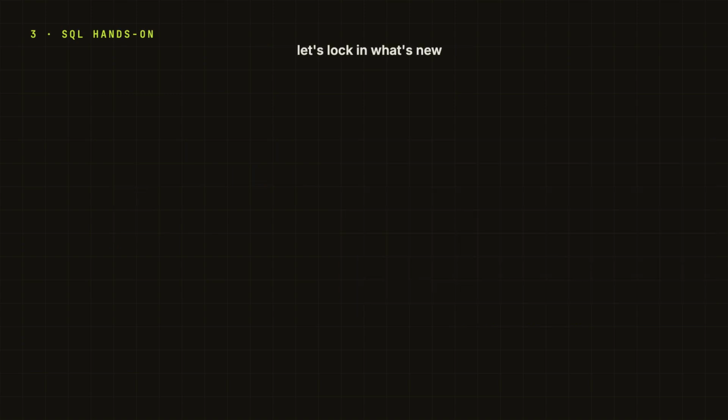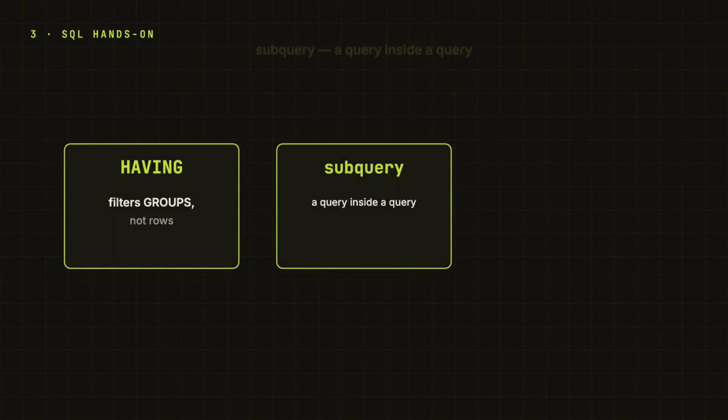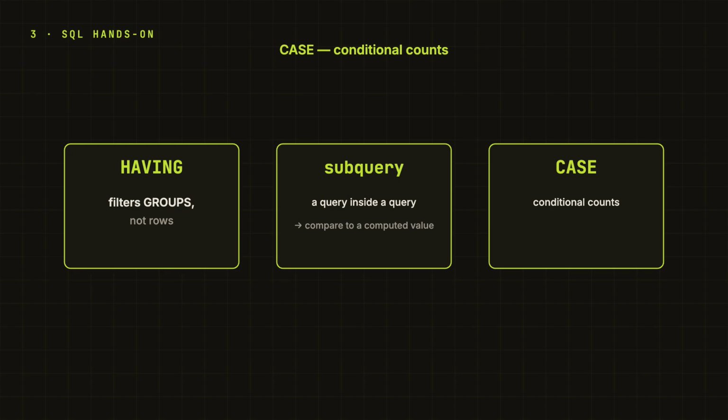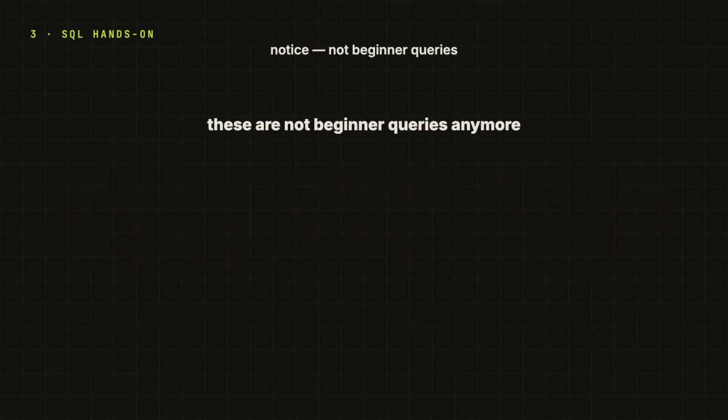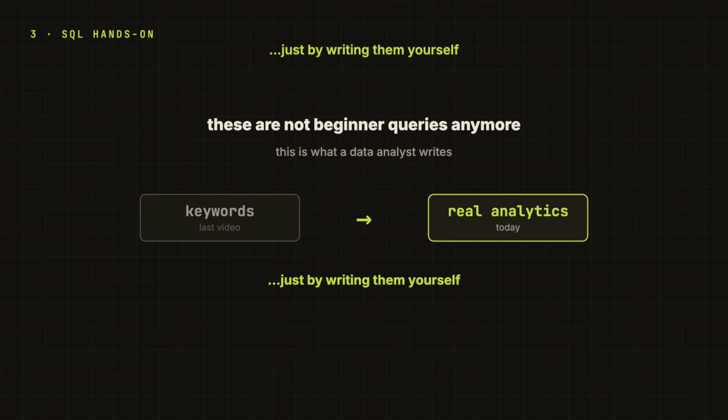So let's lock in what is new today. Having filters groups, not rows. A subquery is a query inside a query for when you need a computed value to compare against. And case inside an aggregate gives you conditional counts. A status turns into a column. And notice, these are not beginner queries anymore. This is the stuff a data analyst writes. You went from the keywords last video to real analytics today just by writing them yourself.